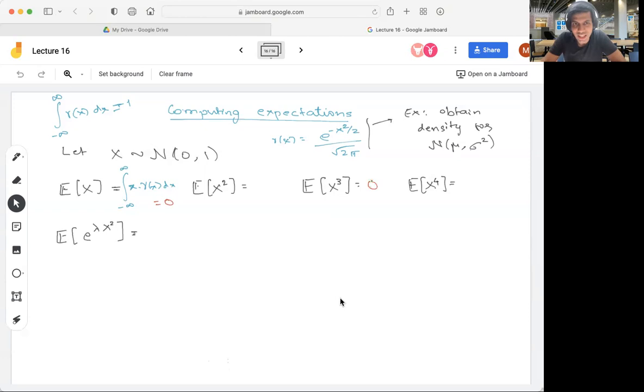Actually, you also gave the proof that the expectation of x cube is 0, because if you replace little x by little x cube, it's still an odd function. What about expectation of x square? 1. And why is that? Variance is 1 as you defined it.